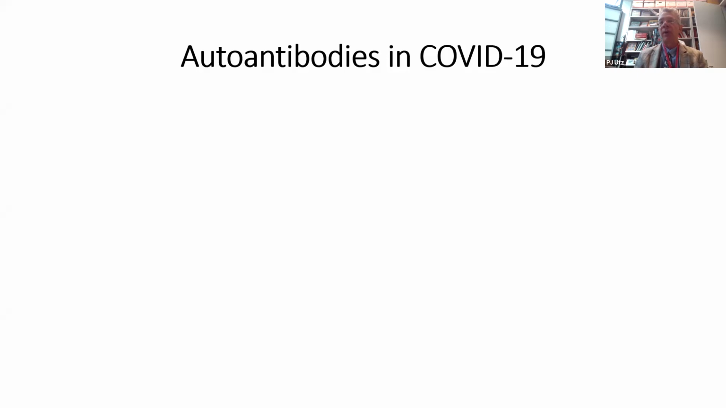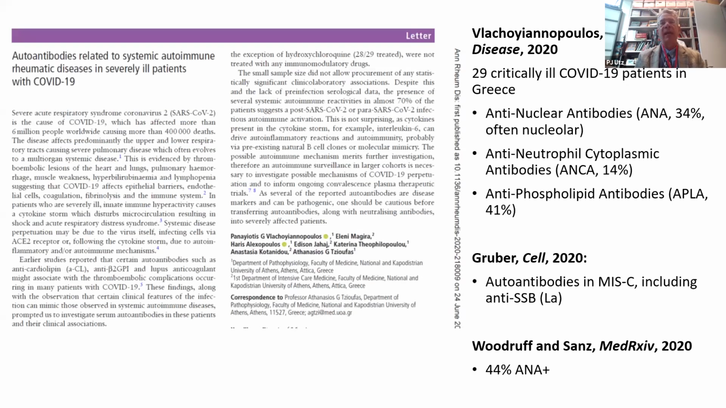And some of what I'm going to show you, I think, is very consistent with the literature, and some of what I'll show you, I think, refutes some of the things that are in the literature. So the first paper that came out was from a group in Greece, published in the Annals of Rheumatic Disease in, I think it was late May. They looked at 29 critically ill COVID patients, all of whom had been hospitalized. A number of them ended up dying. And what they found was that a pretty significant proportion had anti-nuclear antibodies.